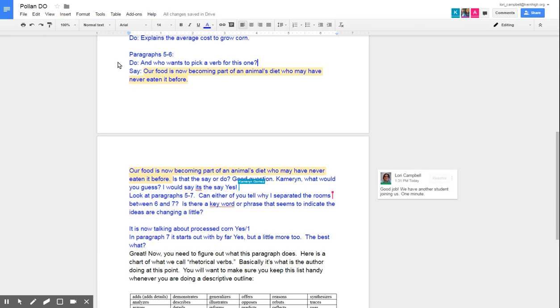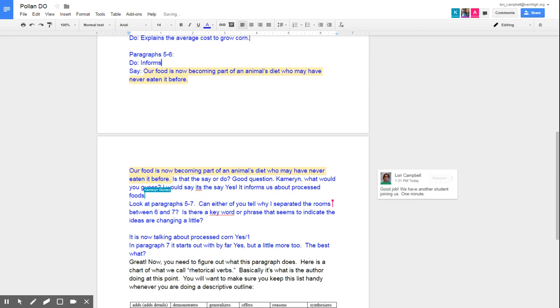And so right now we're waiting for Cameron to pick the verb. Okay. At the bottom of the document, there's a verb chart, and this is for the do. These are so that if you keep that handy, it will tell you about why the author is doing what he's doing.